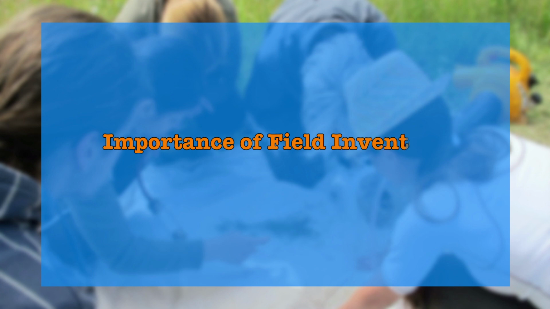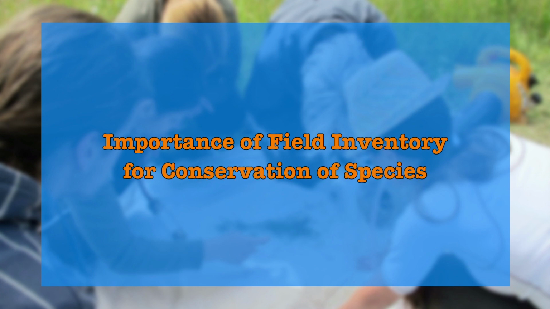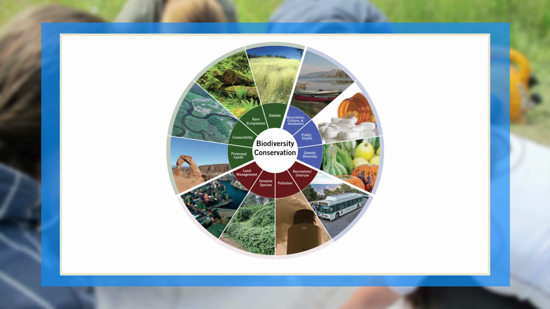Dear students, now we will discuss the third objective, that's the importance of field inventory for conservation of species. Inventories are some of the most important tools that aid biodiversity conservation. Field inventory provides information about which species exist in an area. This is crucial information that helps us to determine the conservation value or significance of an area, that's the conservation of biodiversity that will result from protecting the area.